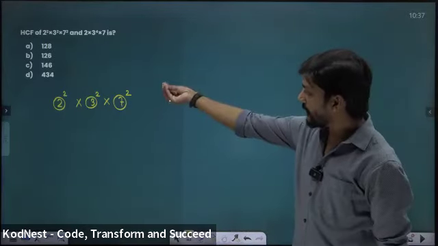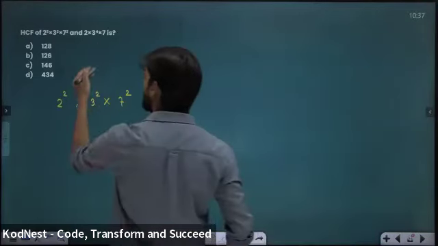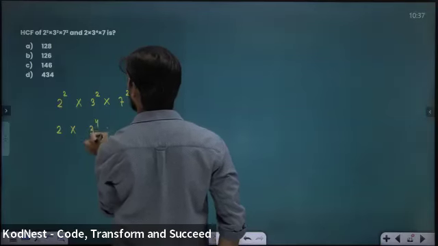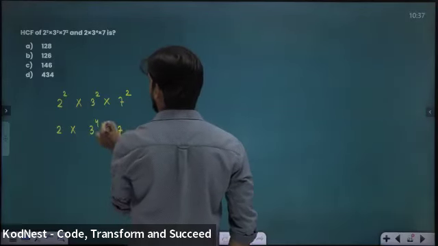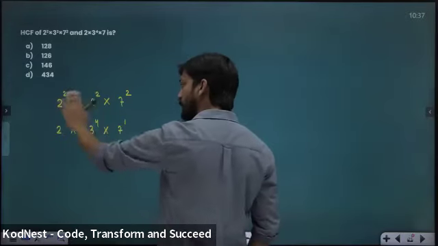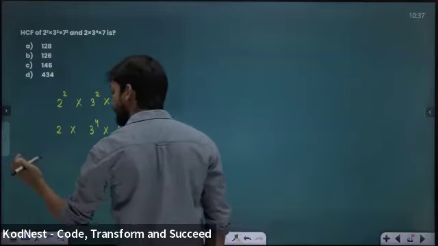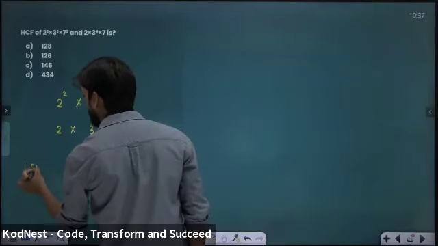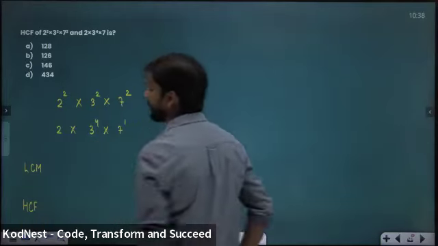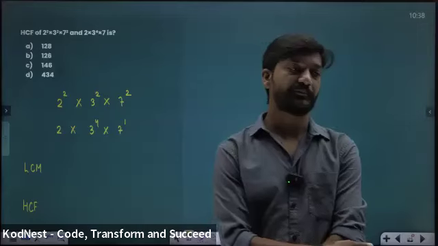Whenever numbers are given like this, it is actually more simple. Write both the numbers, one below the other. 7 power 1. These are the two numbers. In case of 3 numbers, 4 numbers, 5 numbers, it doesn't matter. The logic is the same for LCM and HCF. How to calculate: just answer, what is greater, LCM or HCF?